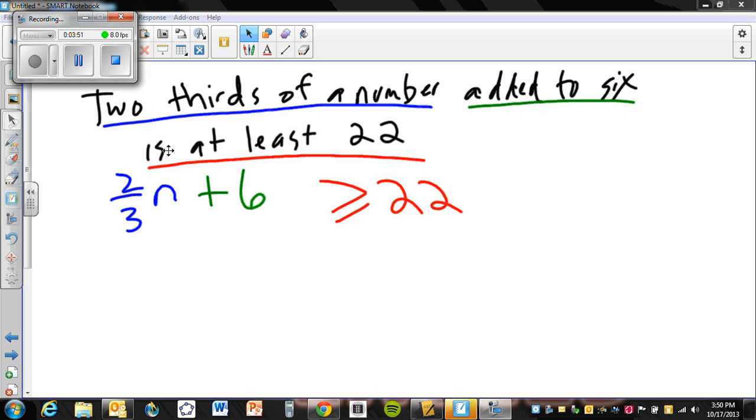In this case, when you see the words is at least 22, this can be 22. That's where our equal sign comes in, and it can be anything greater than. So just think of is at least, is at most, things like that. Think of it as money in your pocket. That will help you determine whether you say greater than or less than, and you'll know if you need the or equal to or not. So now that we have our inequality, it's time to solve.